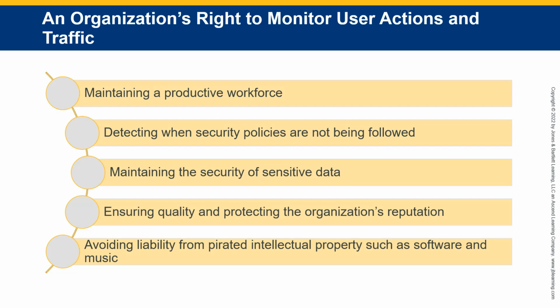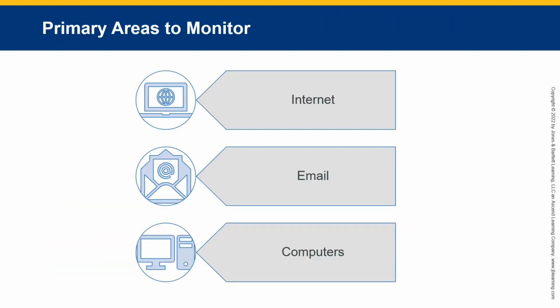Organizations have the right to monitor user actions and traffic, maintaining a productive workforce, detecting when security policies are not being followed, maintaining the security of sensitive data, ensuring quality and protecting the organization's reputation, and avoiding liability from pirated intellectual property such as software and music. Let's look at the primary areas to monitor. They are the internet, email, and computers.